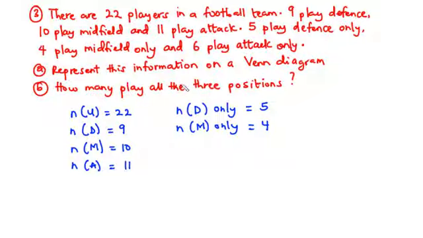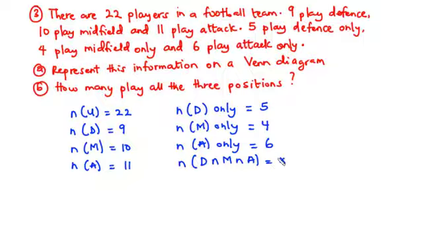And the number of players who play attack only is 6. Now let the players who play all the three positions be X. So we have defense intersection midfield intersection attack, that is X. Now let's represent this information on a Venn diagram.